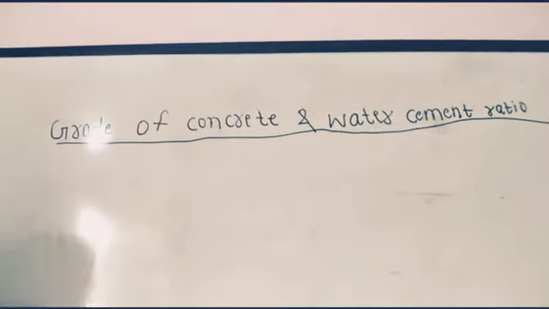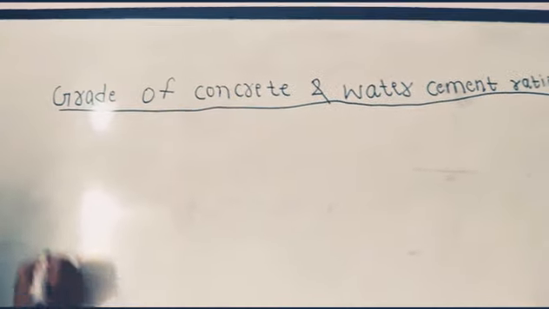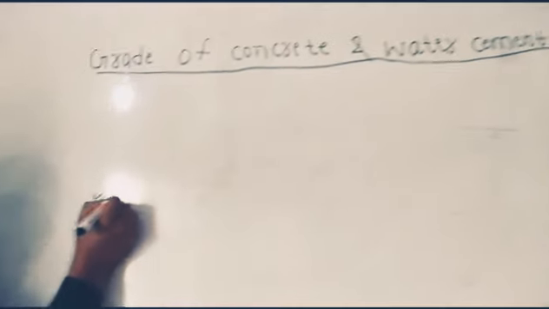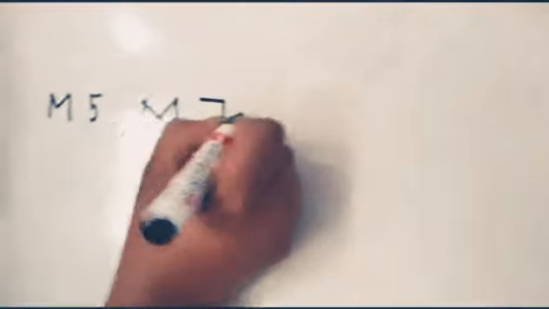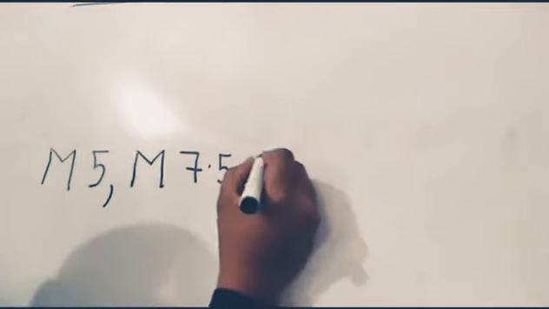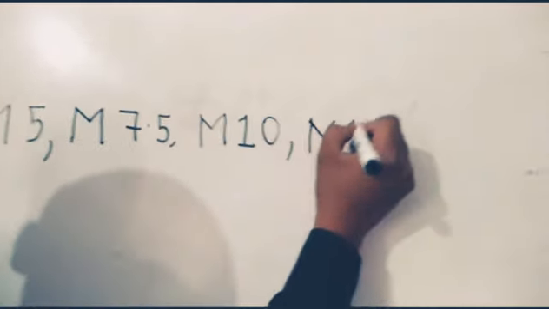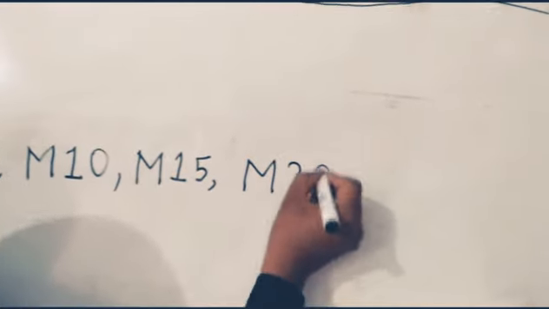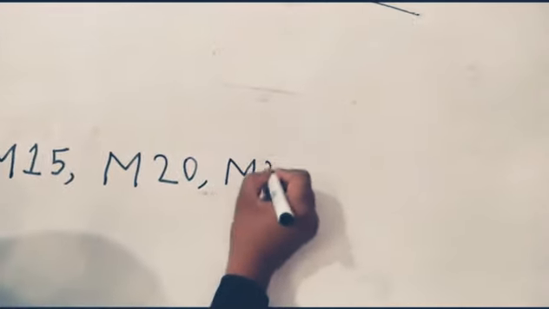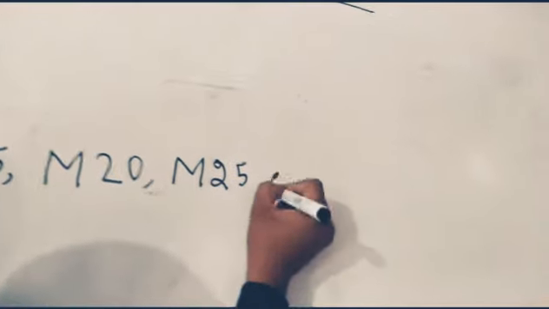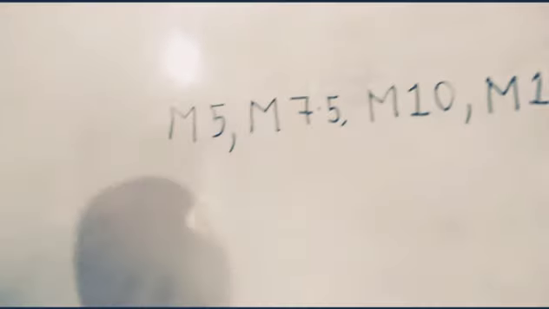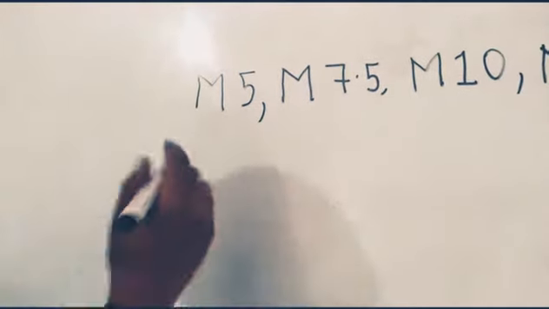Grade of concrete. The different grades of concrete are M10, M15, M20, M25, etc. Here, first of all, we have to understand this term, what M stands for.